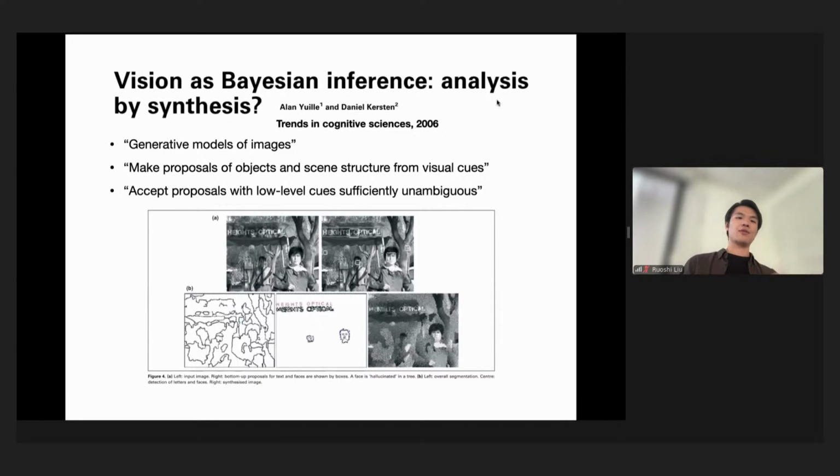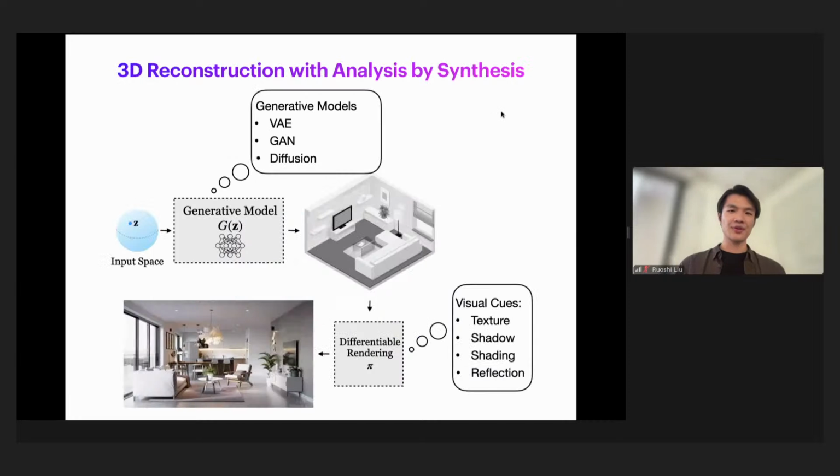Alan described a method which contains generative models of images. Apparently he was trying to study 2D vision instead of 3D. Then there should be a mechanism to make proposals of objects and scene structure from visual cues. And then the way to accept the right solution is to accept the proposals with low-level cues, because they are sufficiently unambiguous. That brings me to a mental framework that I want to talk about, which is to do 3D reconstruction with analysis by synthesis.